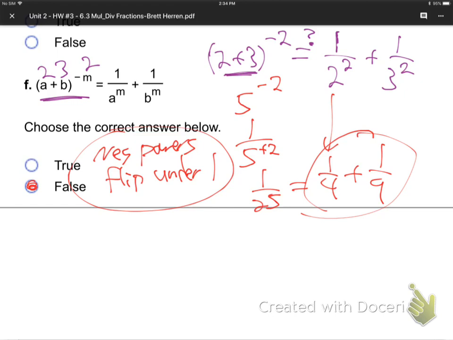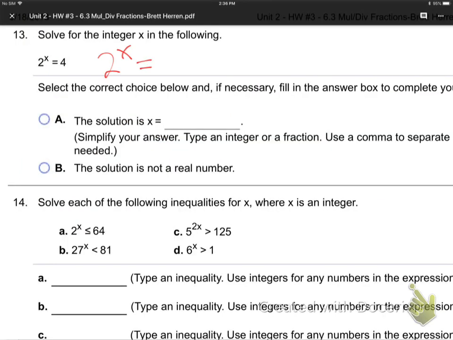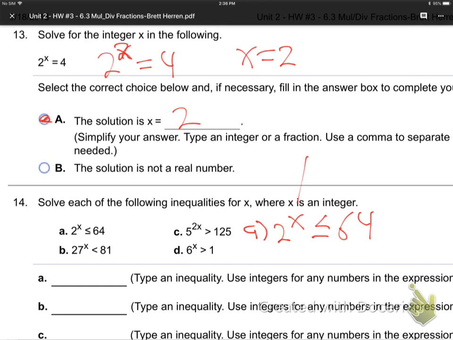So that one's false. 2 to what power is 4? What power do you got to put up there to make that true? Yeah, it's got to be 2, doesn't it? X has got to be 2 because 2 to the 2nd power, 2 times 2 would be 4. So the answer is 2. All right, I'm going to move on to 14. 14a says 2 to the x, let's just do part A first off, is less than or equal to 64. What could x be that'll make that true?